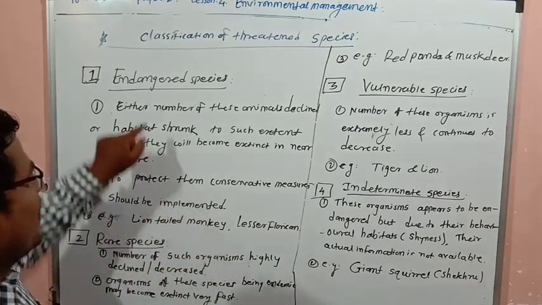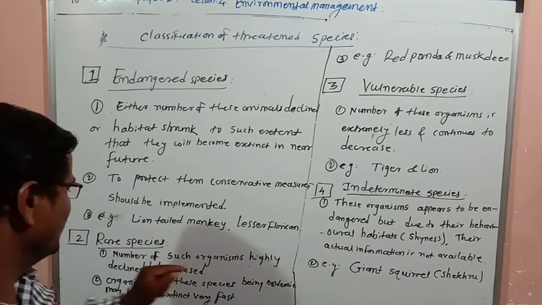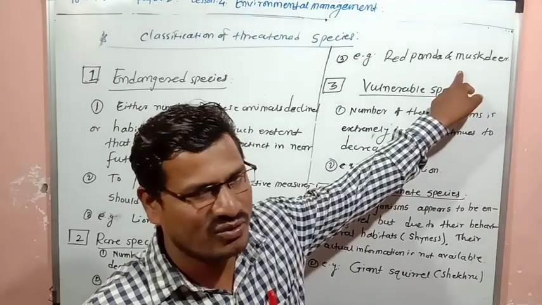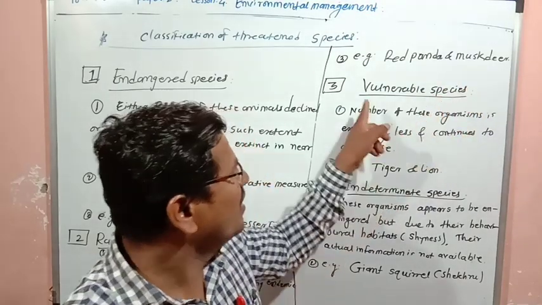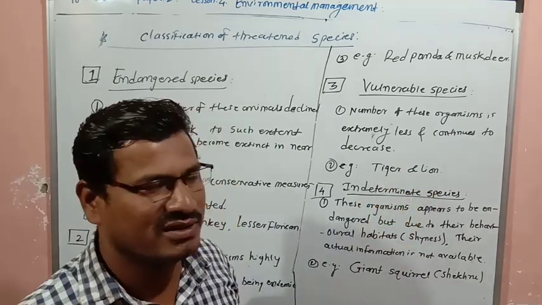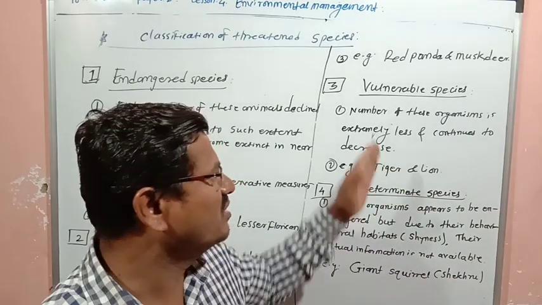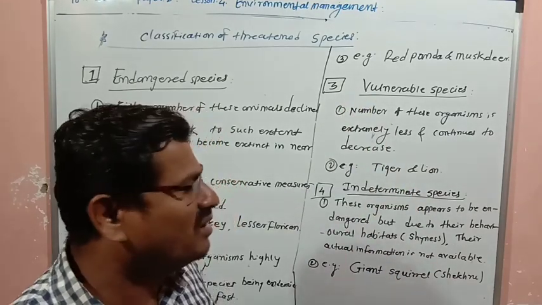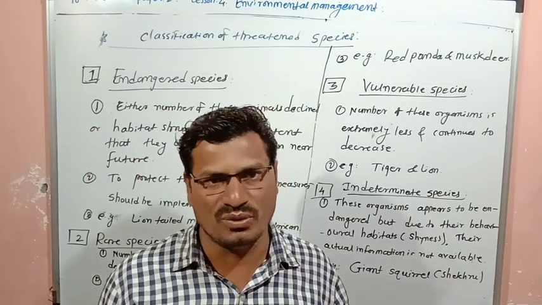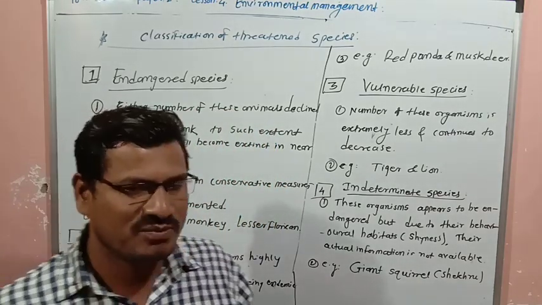You have to remember: endangered species, lion-tail monkey and lesser florican. Rare species, in that example, red panda and musk deer. It will be asked as match the pair. Vulnerable species, in that lion and tiger, tiger and lion. And indeterminate species, in that the giant squirrel is there, or you can say Shekru. Okay, so these points are there. And after this, the next point is there.